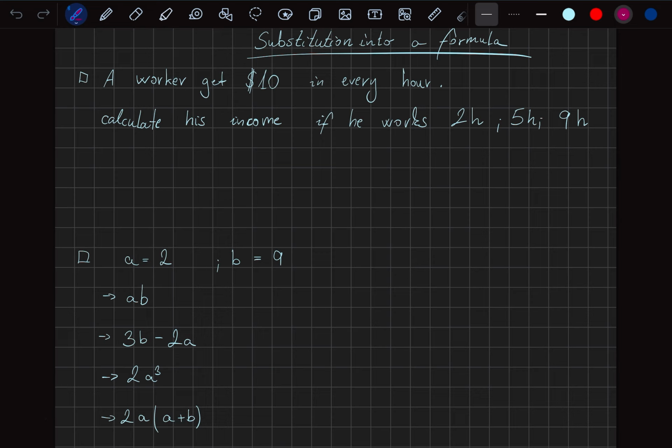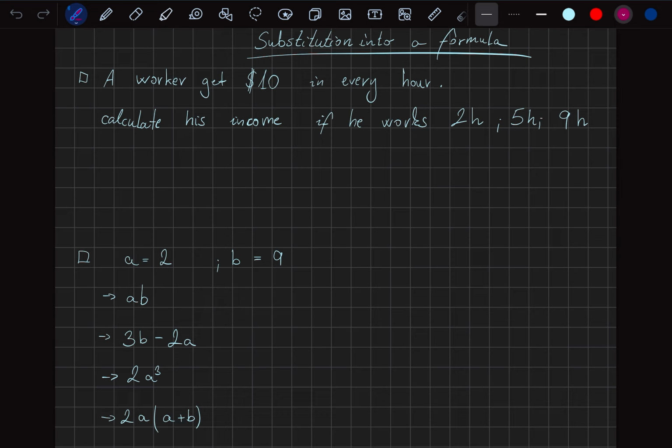So, first problem, we will start with the problem. We will make a formula and we will substitute into this formula. A worker gets $10 every hour. Calculate his income if he works 2 hours, 5 hours, and 9 hours.